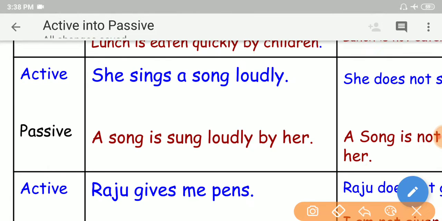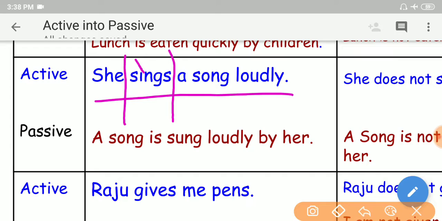See here. She sings a song loudly. She is the subject, because in subject position we may use noun or pronouns. Sings is the V1 S form of the verb. Song is object. Again, loudly is complement, my dear friends. It's not an object. It's a complement.